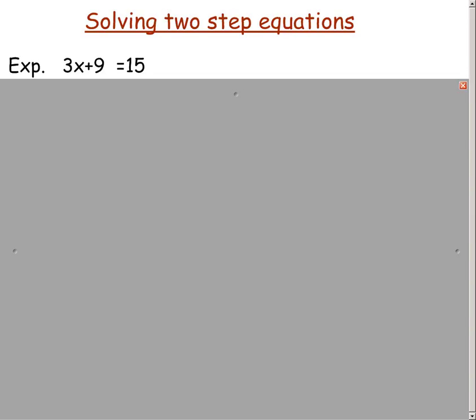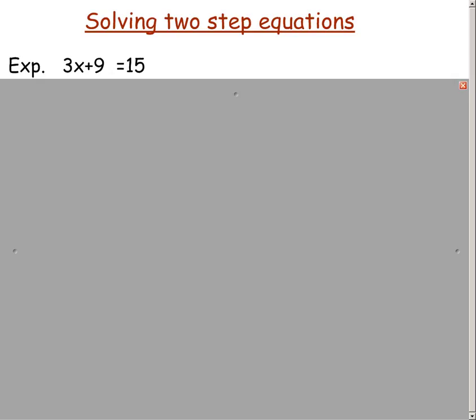This is an example of how to solve two-step equations. Two-step equations are equations that involve a variable and two steps to get that variable by itself. For our example equation, we have 3x plus 9 equals 15.